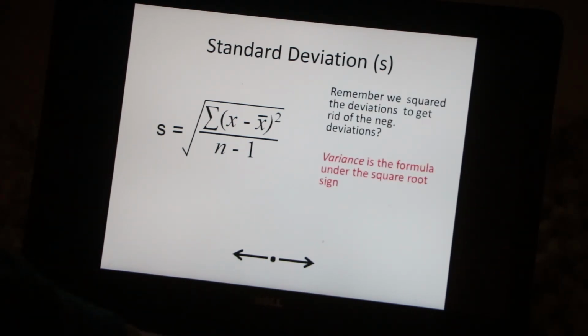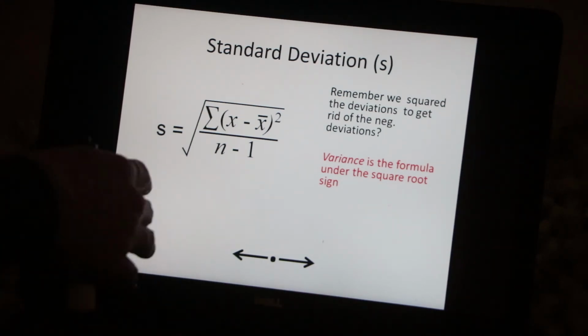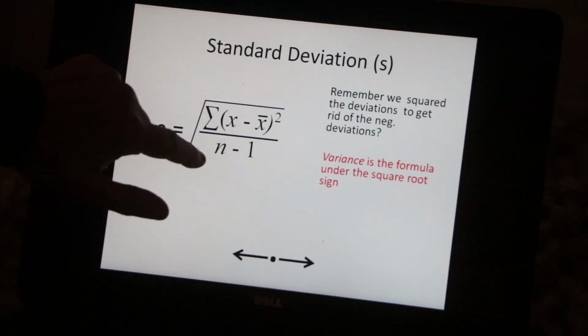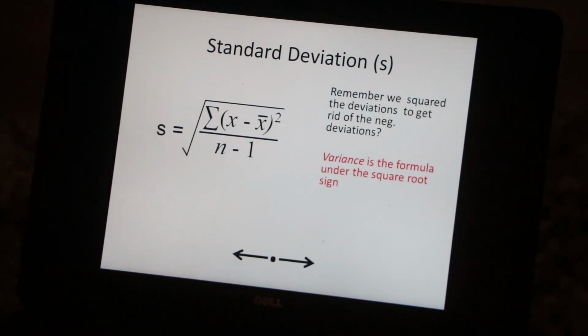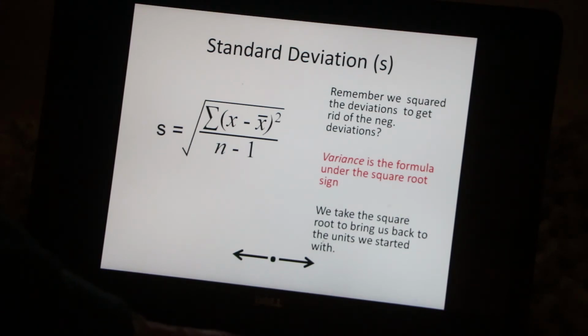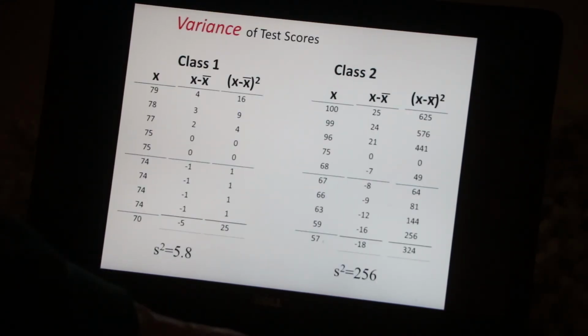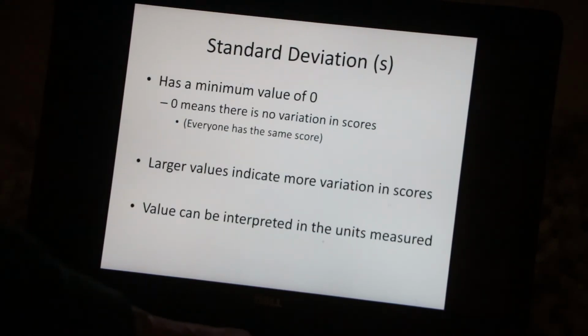So that is the formula for standard deviation, which is the variance formula that we just went through with the square root above it. So we take the square root to bring us back to the units we started with, and oh shoot, we don't have a square root value for that. Oh yeah, we do. Okay.